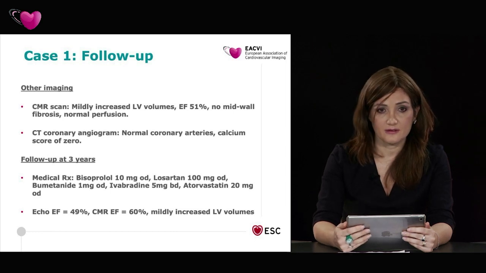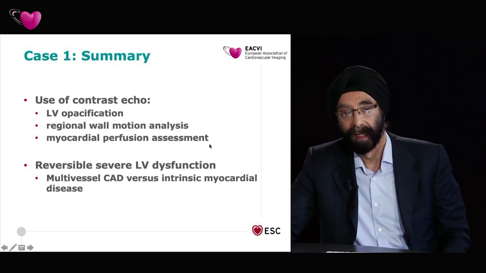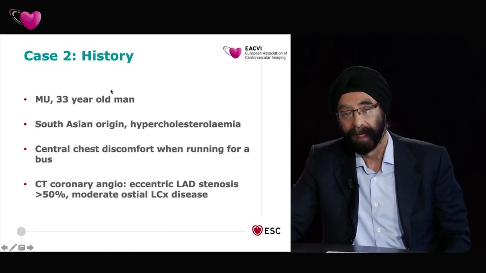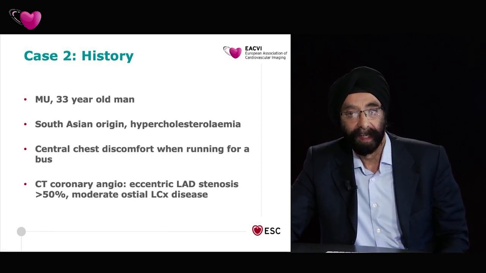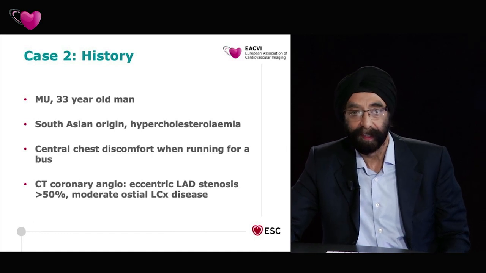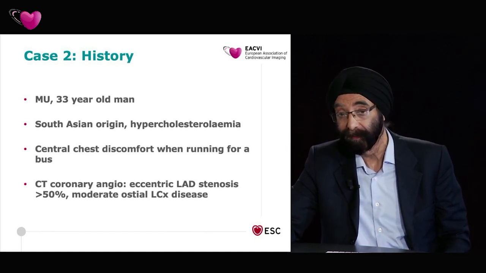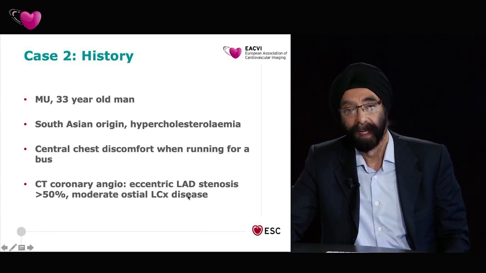Yeah, absolutely. So my second case, I think we've discussed the value in this case. My second case is a 33-year-old gentleman of Pakistani origin who had a family history of hypercholesterolemia, and he himself had hypercholesterolemia, who presented with an episode of central chest discomfort when running for a bus to work. It was an isolated episode, but he was obviously quite alert to the idea that, given his family history, he wanted to be sure that he did not have coronary artery disease. A CT coronary angiogram was done, and indeed it did show atherosclerotic disease. There was an eccentric lesion in the left anterior descending artery, and there was also moderate ostial left circumflex disease.